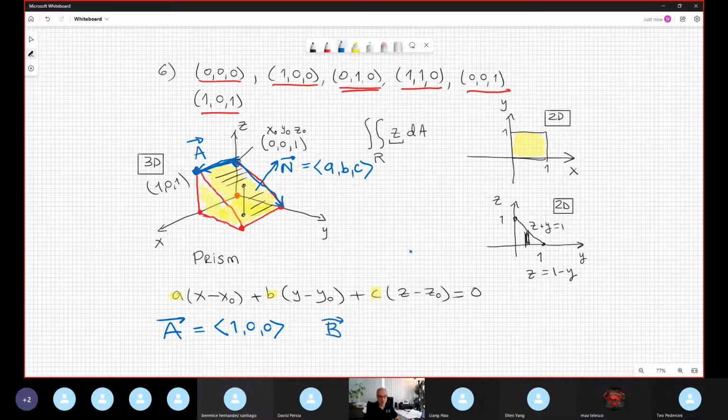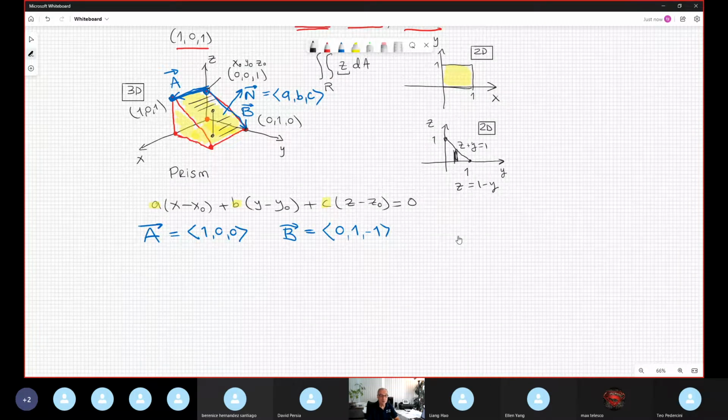Likewise, you get the vector B. Who is the vector B? That vector. Okay, that vector is 0, 1, negative 1. You obtain it because that point is the point 0, 1, 0, and you're subtracting. 0 minus 0 is 0. 1 minus 0 is 1. 0 minus 1 is negative 1.